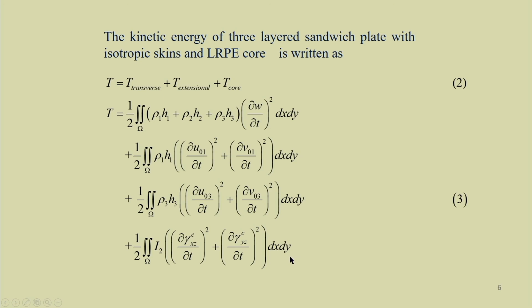So, this term is half m v square, that is translational, then we can have the rotational term, half I theta dot square, which can be written in terms of gamma, del gamma x z by del t square, del gamma y z by del t. So, this is for the core layer in dx dy. So, this way the kinetic energy is written.